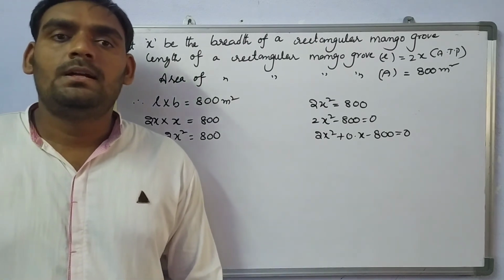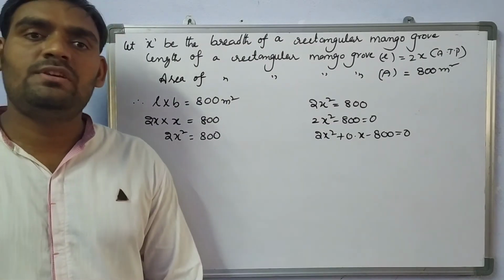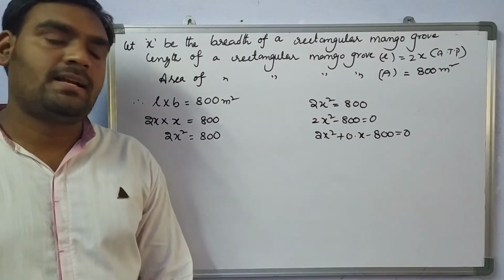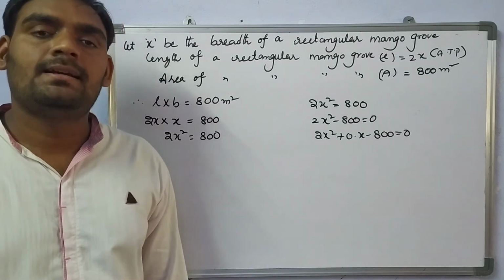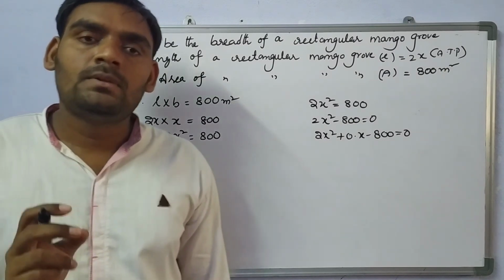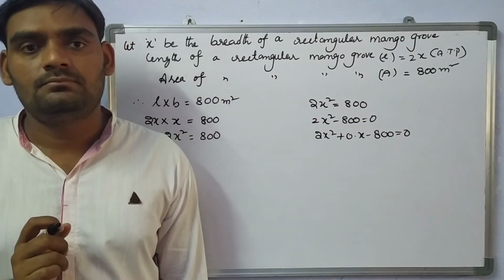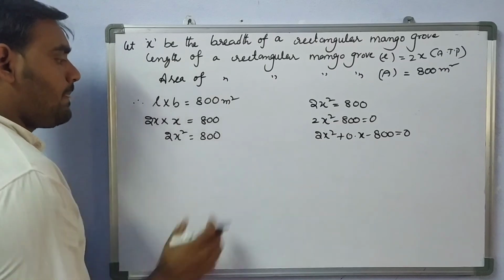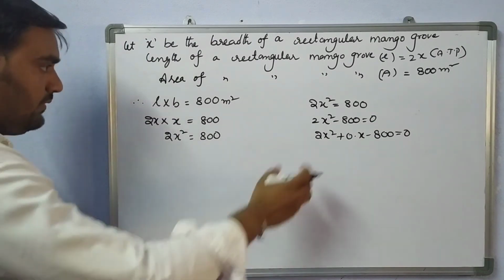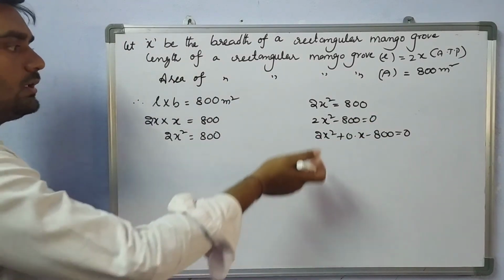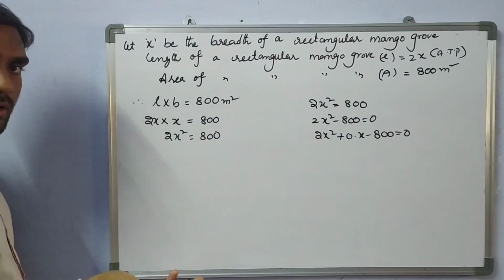Later we need to find the discriminant value, that is b square minus 4ac. See here, b value is 0, c value is minus 800, a value is 2. If you find b square minus 4ac, definitely we will get greater than 0. If the discriminant value is greater than 0, roots are real and distinct. So from here only we can find the value of x. No need to find the discriminant value here. We can say the discriminant is greater than 0. Then why do we need to find the discriminant value once again? From this we can find the roots of the quadratic equation.